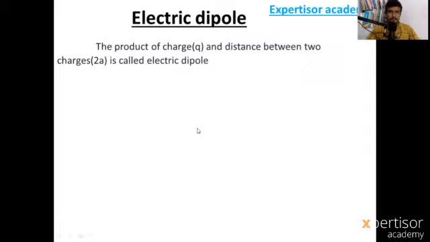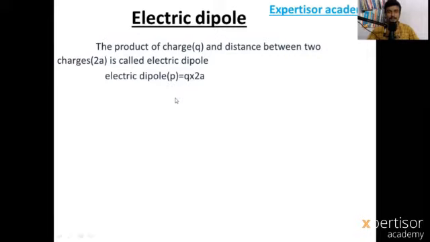See the definition. The product of charge Q and distance between charges. How many charges? Two charges. Product of charge Q and distance between two charges is called electric dipole. So charge magnitude is Q, the distance between two charges is 2a. So finally, the electric dipole equation is P equal to Q into 2a. Here capital P represents the electric dipole symbol.